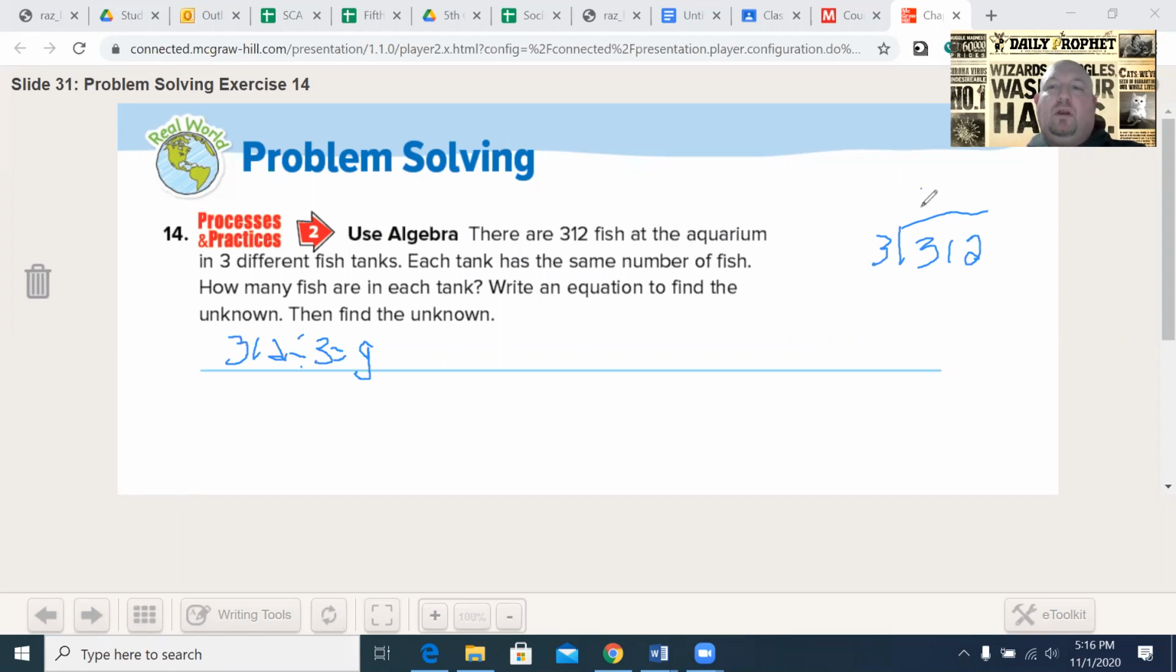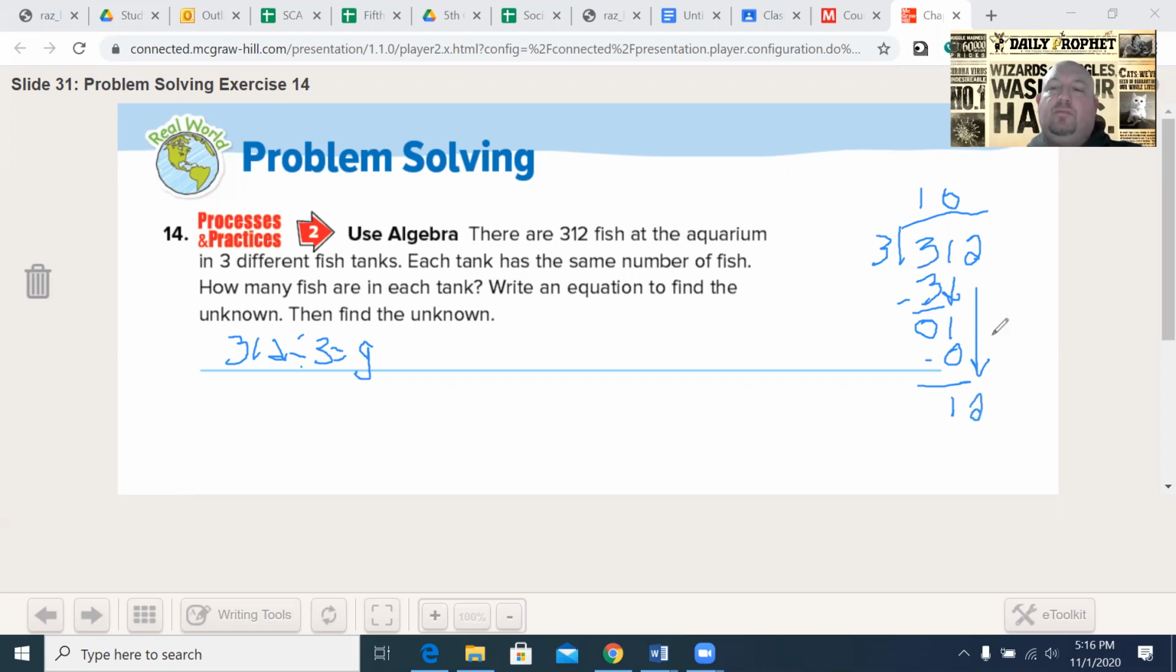3 goes into 3 one time. 3 times 1, identity property time. So anytime you multiply by a 1, it's the same number. I subtract, I get a 0. 0 is less than 3. I bring down the 1. Will 3 go into 1? Nope. So I put a 0 here. I can't leave it blank. 0 times 3 is, anytime you multiply by 0, it's automatically 0. And I get a 1.